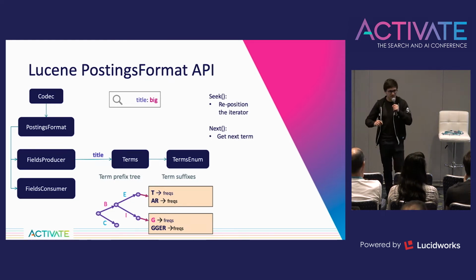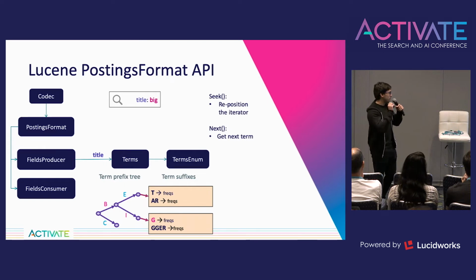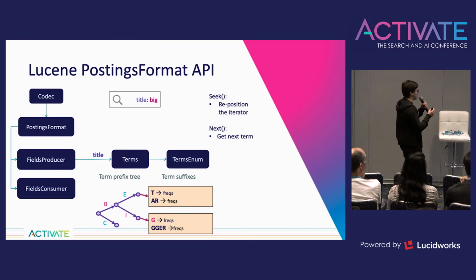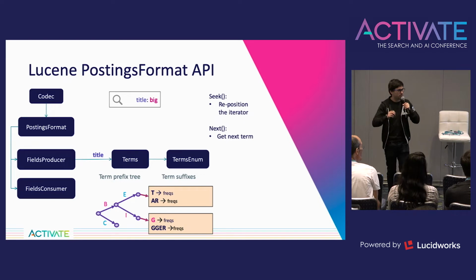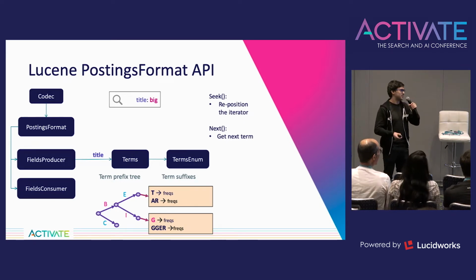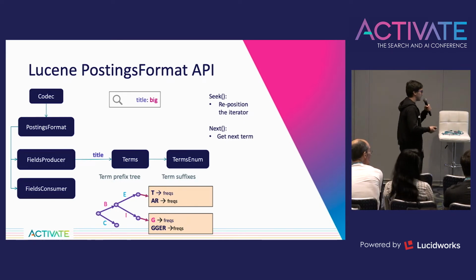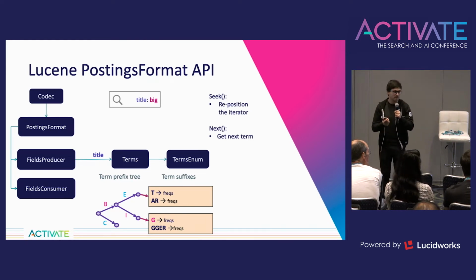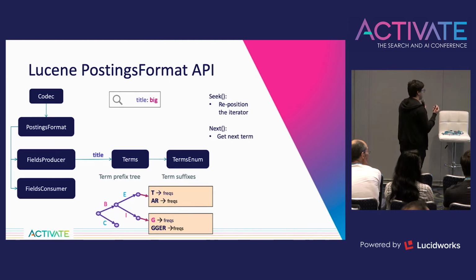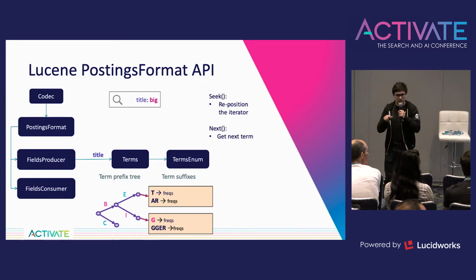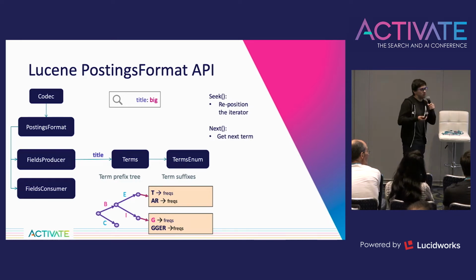So again, we're looking for a term big in field title. Inside the fields producer, we get a terms instance for the field title, which gives us a terms enum, so an iterator, which has two main methods. The first method is seek, just to position the iterator at the right place in the dictionary. And then the second method is next, to get the next term in the dictionary.